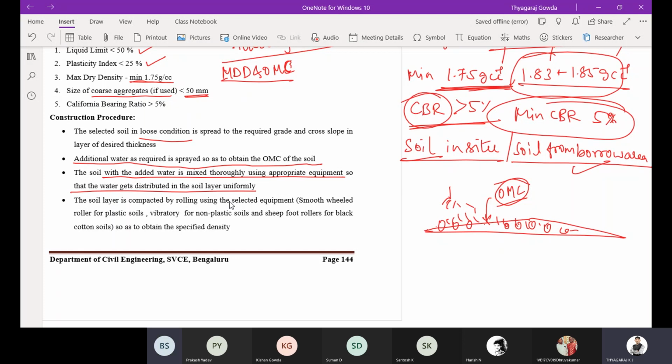Then the soil layer is compacted by rolling using selected equipment.